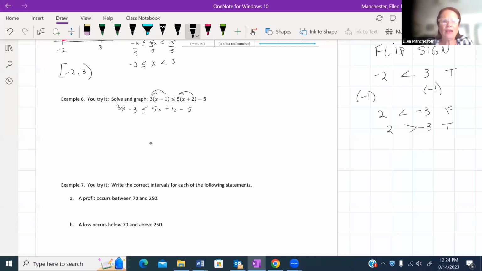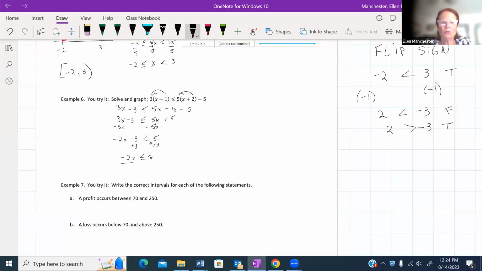So now we're going to add like terms. 10 minus 5 is 5. Okay, so now we're going to bring our x's to the left. So I'm going to bring this whole thing over to the left. That cancels it. So I get -2x minus 3 less than or equal to 5. And you can see now we have our 2-step equation. So we're going to add 3 to both sides. So I get -2x is less than or equal to 8.